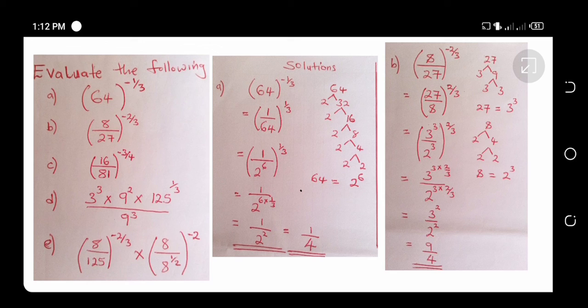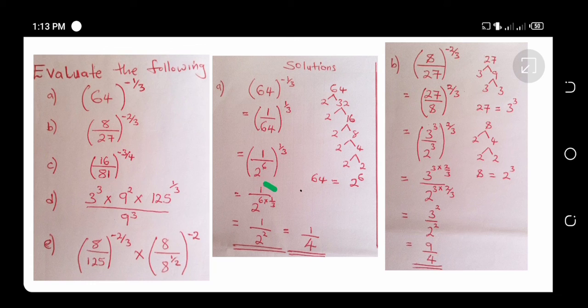After that, we come back here. When you check the power on 64, it is negative a third. So we are supposed to first make it positive. To make it positive, we take the reciprocal of 64 to get 1 divided by 64, and the power now will become positive. Then remember we have prime factorized 64, therefore we substitute 2 to the power 6, so that we come up with this.